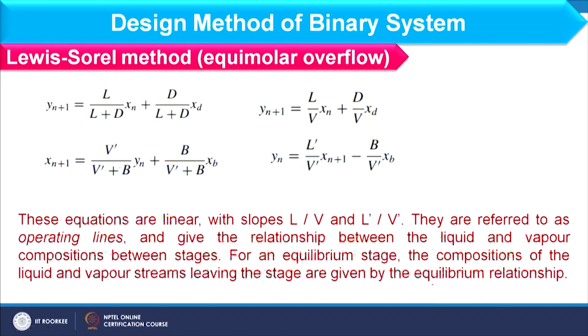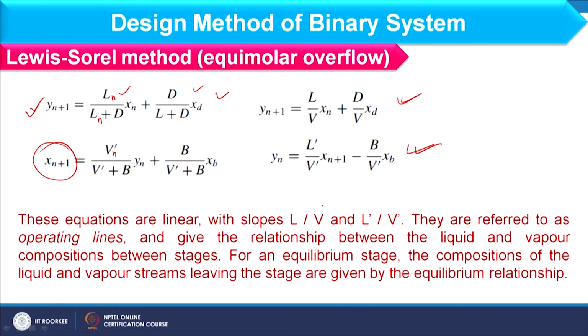So, when I am assuming this, we can represent the equations like y n plus 1 should be equal to L by L plus D into x n, and additionally we further consider D by L plus D x d. Okay. So, you can see we are not considering n over here, because equimolar overflow we have assumed, and when we resolve this equation we can obtain an equation like this, and when we consider this equation we can find the revised equation as like this, simply rearranging and considering the balances.